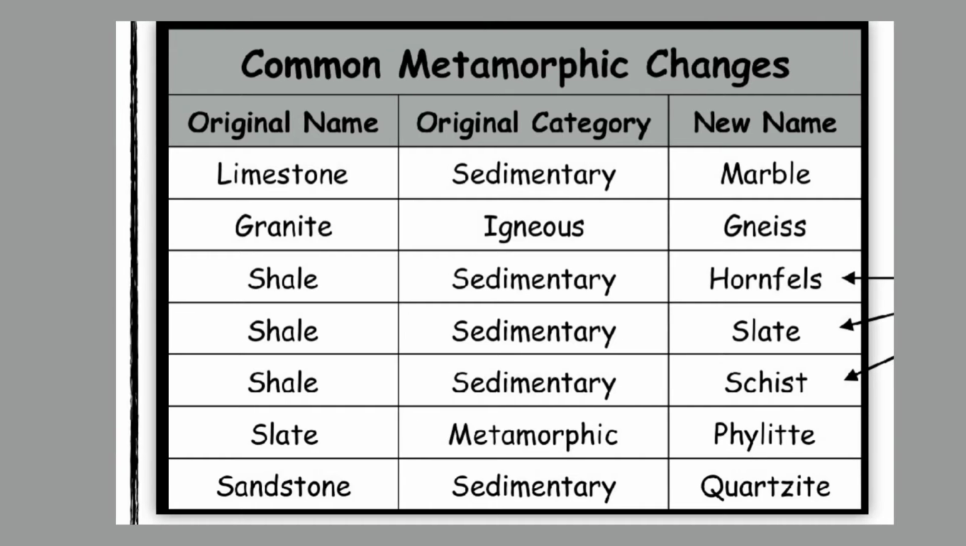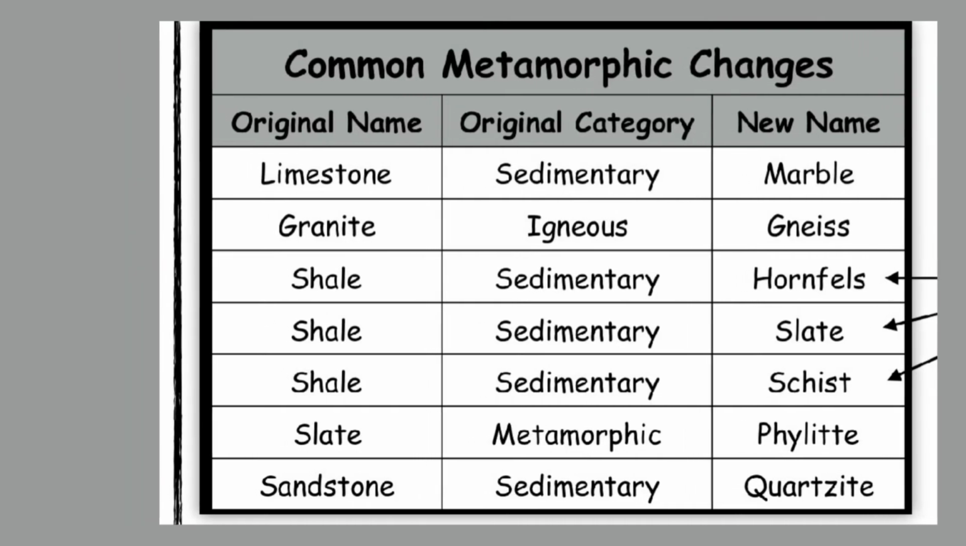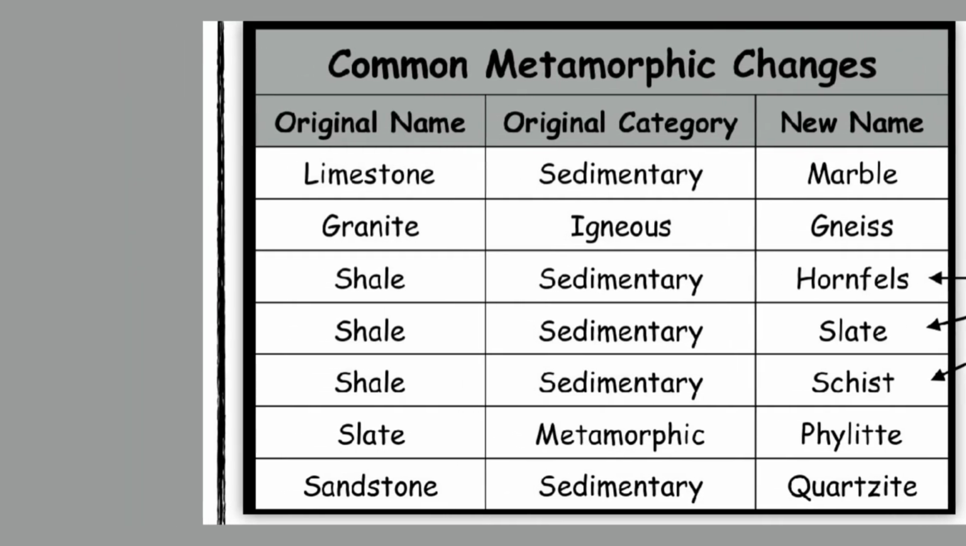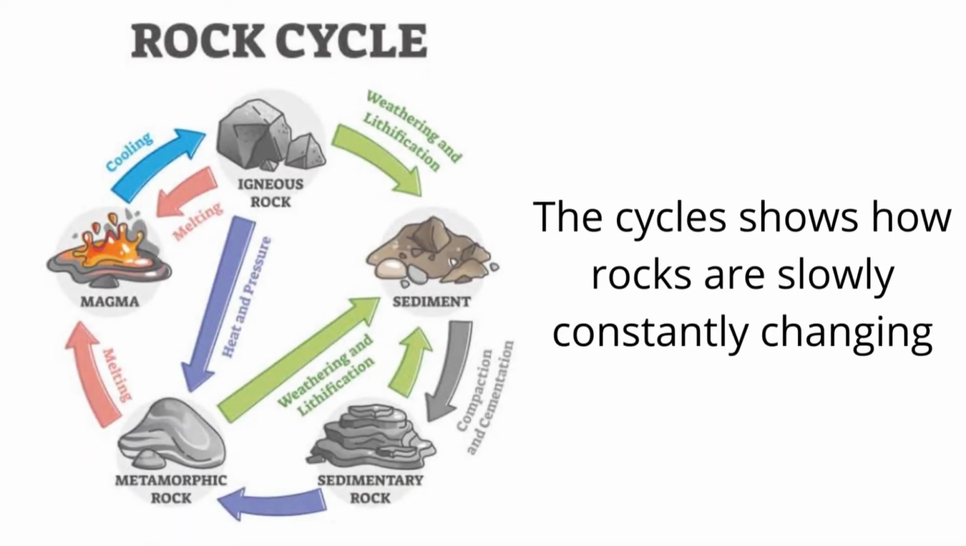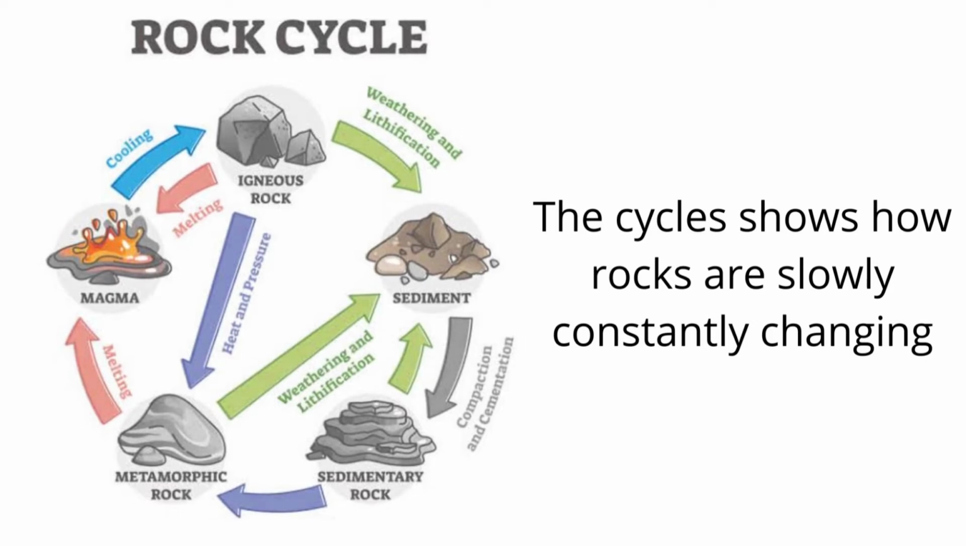Shale is metamorphic and it is changing to schist, another kind of metamorphic. That explains how metamorphic rock is formed. Let's now look at the rock cycle. Remember, a cycle is something that repeats itself, is it not? Yes. The rock cycle shows that rock is constantly changing from one form to another, but it is a very, very slow process. It's a slow process.